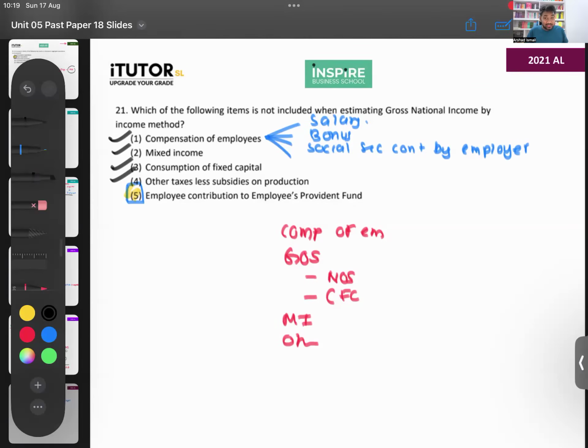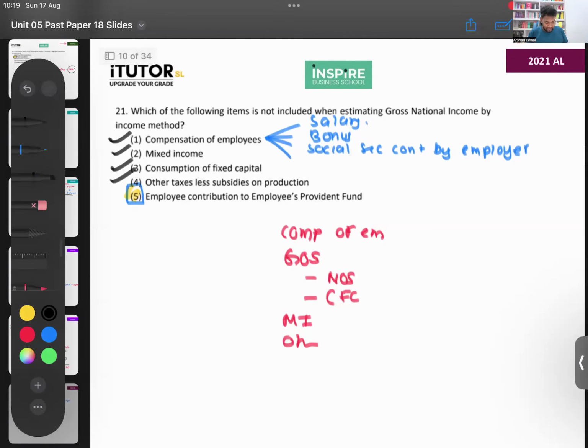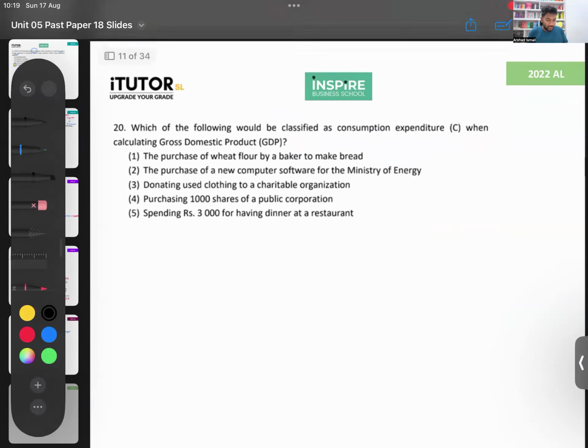How do indirect taxes not affect it now? Indirect taxes are taxes on products, no? That is from GVA to go to GDP, where you adjust for indirect taxes. Okay, that's 21. Then going to 22.